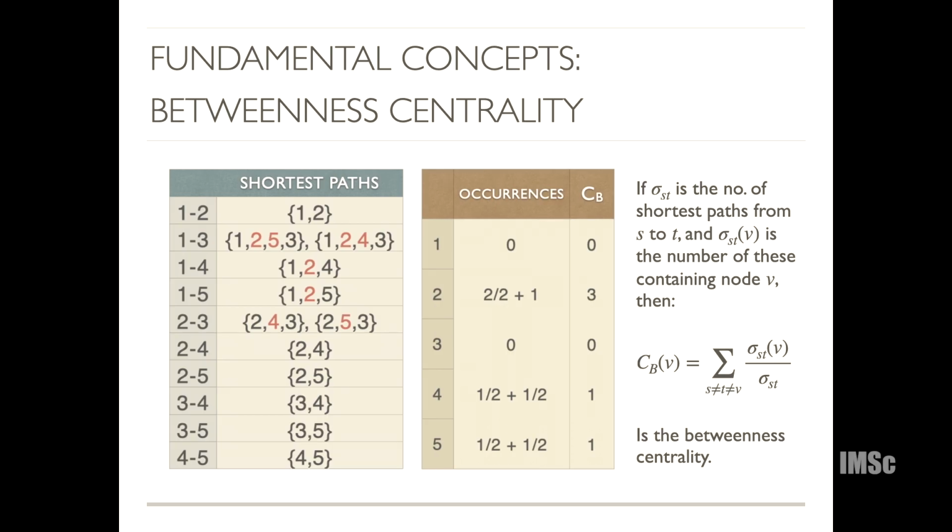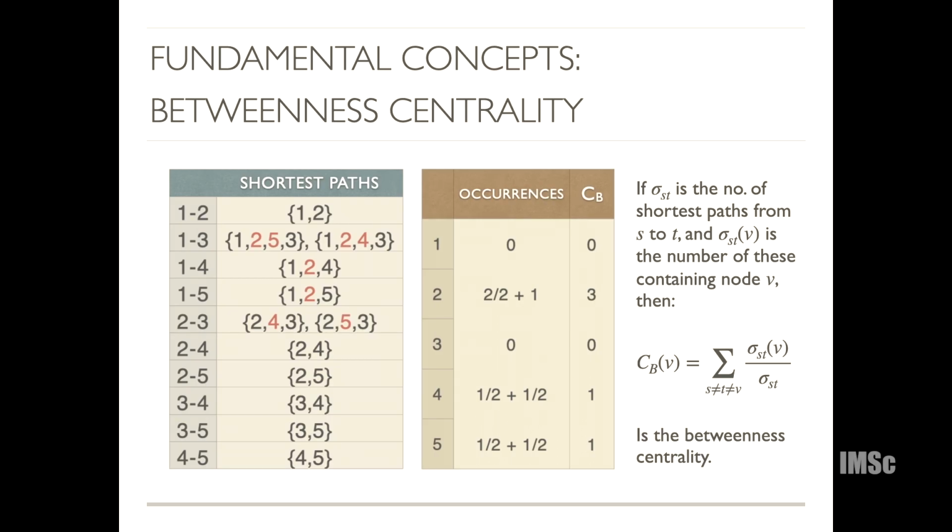So this you can, more succinctly put, just write down in this particular form. If sigma st is the total number of shortest paths which connect node S and node T, and sigma st of V is the number of paths containing a given node V, then you can write down the betweenness centrality by taking the sum over all of these, right? I'm essentially following the same procedure that I just showed over here.